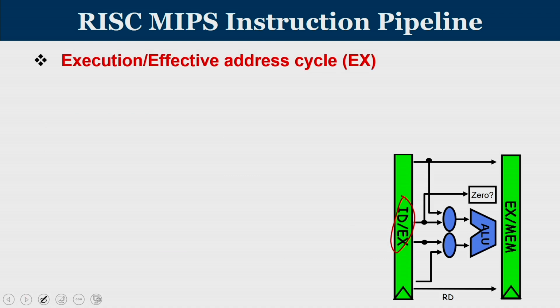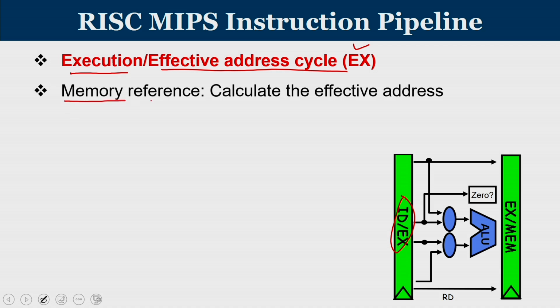Now, the third stage is known as the execution stage. It is also known as the effective address stage. The abbreviation given to this stage is EX. The operation that is carried out in the EX stage will vary depending upon what the operation is. Consider the case that the operation is a memory reference, that it can be a load word operation or a store word operation. We know that in the case of a load word or a store word, there is a register name that is associated.